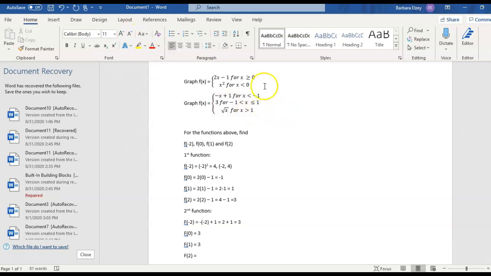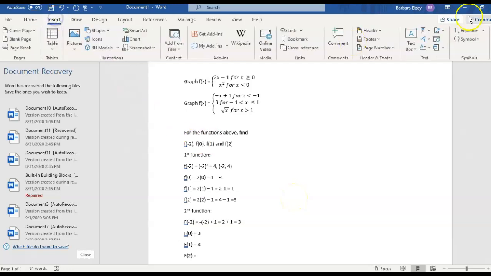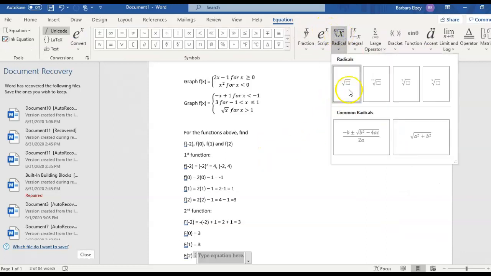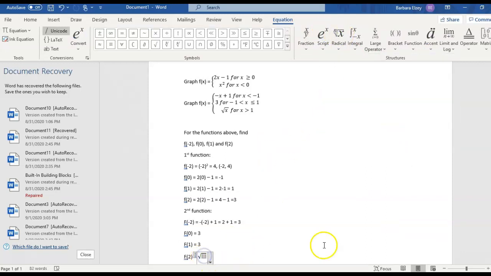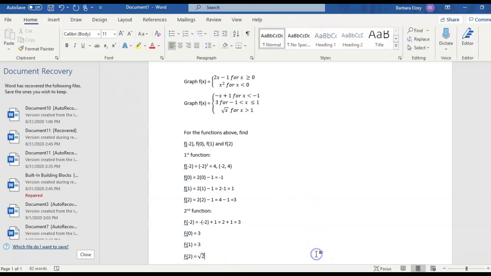And finally, let's find f of 2. If we look at this, let's see, 2 is not less than -1. 2 is not between -1 and 1. 2 is greater than 1. So since 2 is greater than 1, we'll plug it into here. We'll have the square root of 2. And let me insert a square root symbol. And if our question is asking us for the decimal approximation of that, we can get it. But otherwise, we can just write our answer as the square root of 2. I think the answer as a decimal would be 1.4 something.